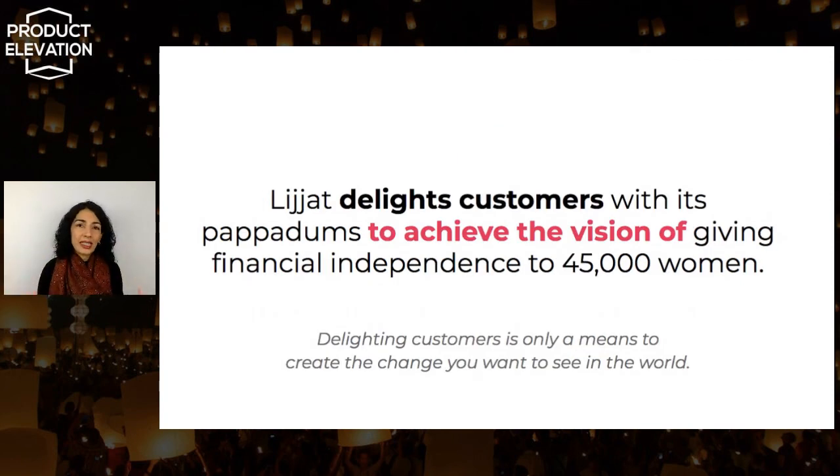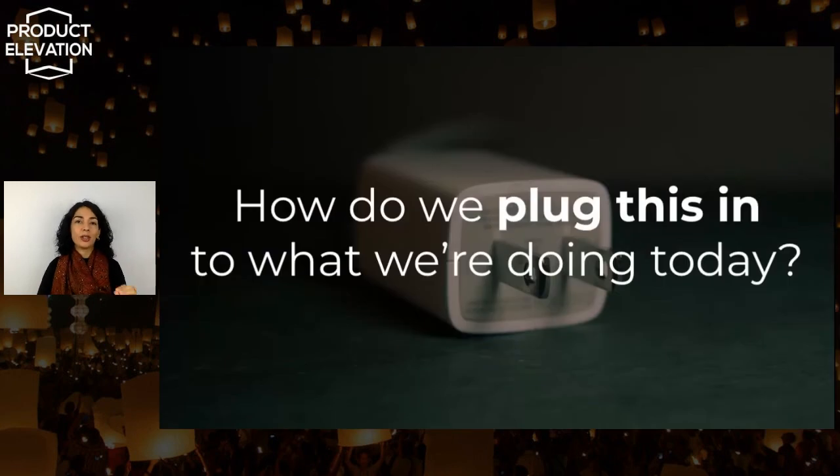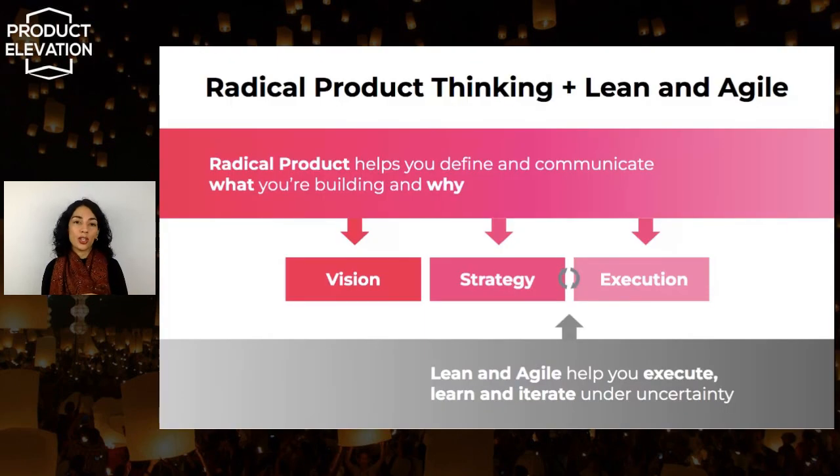So really the summary of the story that I want you to take away is that Lijat does delight its customers with these high quality papadums, but that delight is a means to an end to be able to achieve this vision of giving financial independence to 45,000 women. So transformation and this idea of delighting customers, it's great to delight, but it's always just a means to an end to create the change that you want to see in the world. And so transformation is not just about delighting customers. It's about how you can actually create change, how you can transform to build world-changing products.